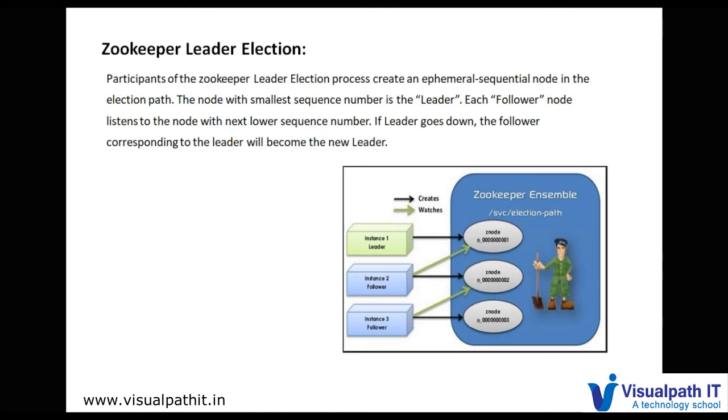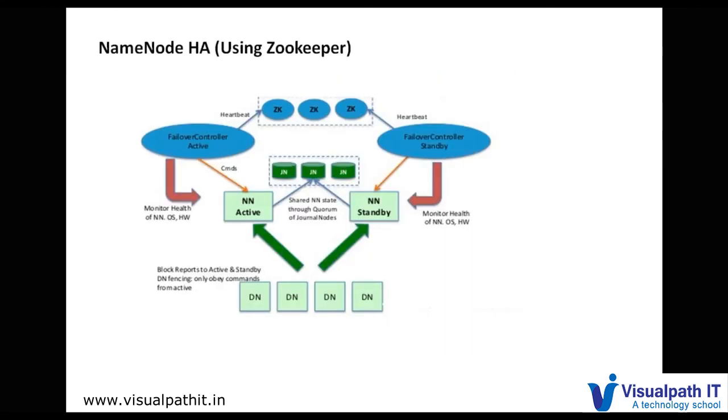Okay, right. And what is the other one? Let me go back. This is the latest one we have seen: the architecture of NameNode high availability using Zookeeper and journal nodes. JN stands for journal nodes. You can see here the active NameNode, standby NameNode, data nodes, right? And we have the Zookeeper failover controller.